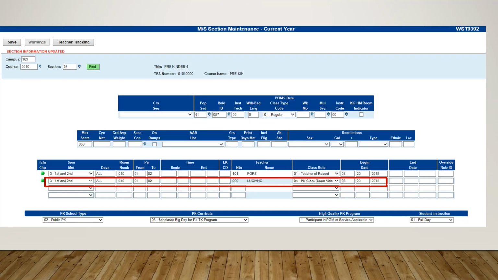The following is an example of how to set up a pre-K educational aid on WST 0392. You would code this semester met as a 3, all day, room number, the period 01 to 02, the educational aid's number, and code them as a 4 pre-K classroom aid and their start date. If the educational aid ever leaves the room or resigns from the district, you must go back and put an end date for that employee.